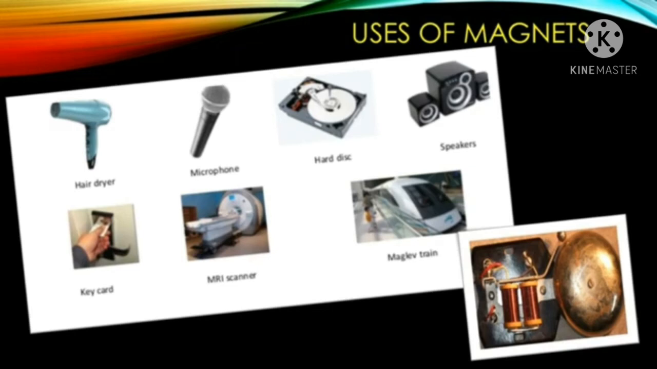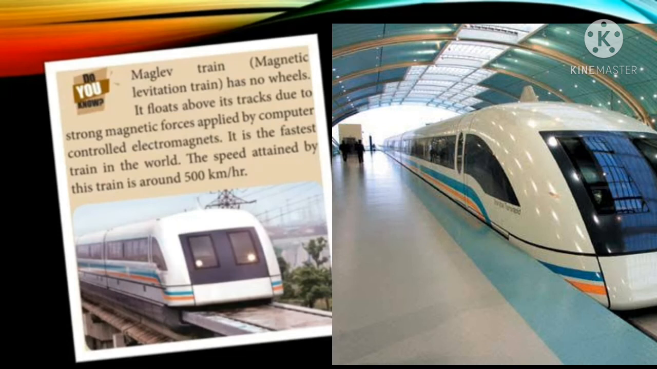An extremely powerful electromagnet is used in the fast moving maglev train to remain floating above the tracks. Maglev train, also known as magnetic levitation train, has no wheels. It floats above its tracks due to strong magnetic forces applied by computer controlled electromagnets. Maglev train is the fastest train in the world. The speed attained by maglev train is around 500 km per hour.